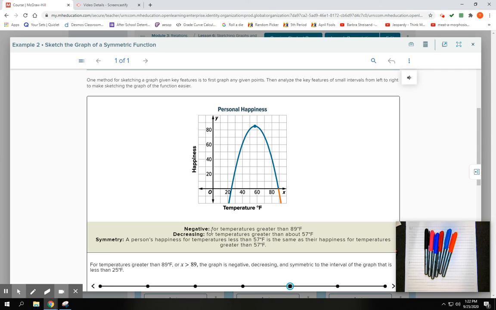And lastly, it's negative for temperatures greater than 89, decreasing for temperatures greater than 57. And this person's happiness for temperatures less than 57 is the same as their happiness for temperatures greater than 57. So for temperatures greater than 89, or when x is greater than 89, the graph is negative, decreasing, and symmetric to the interval of the graph that is less than 25. So we know that we're going to have a little line right here going down from 89 that is mirrored of the one going up to 25.